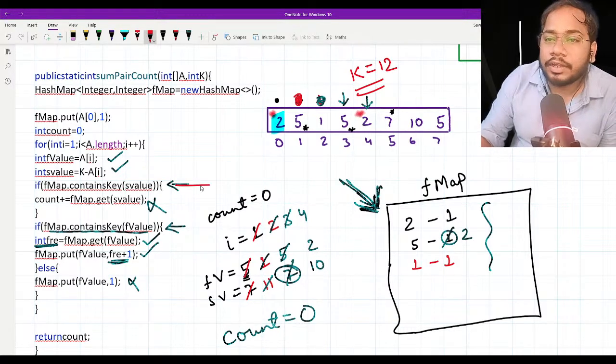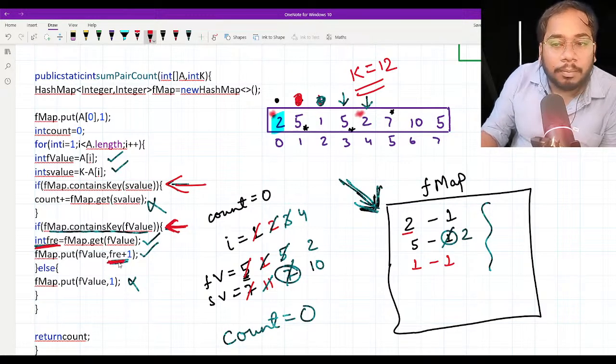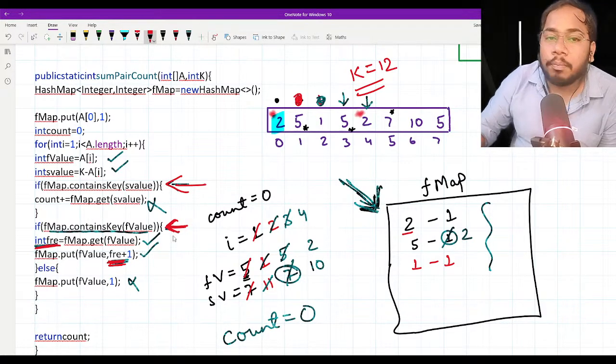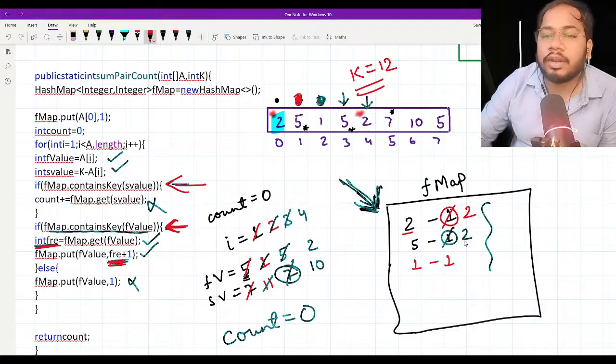First value is 2, second value is 10. Is 10 present? No, 10 is not present. We are checking that here. So if that is not present, that is okay. Check, is 2 already present? Yes, 2 is already present. So get the frequency, increment it with 1 and put it in the hash map.